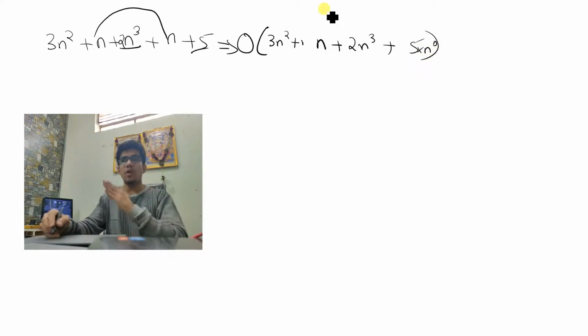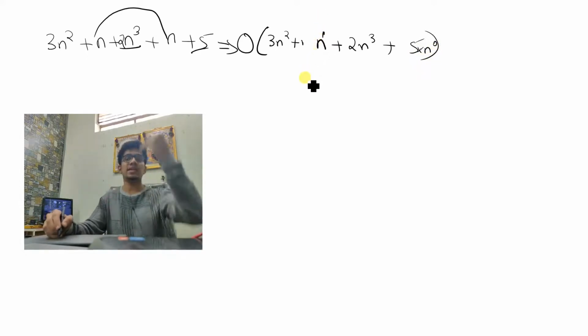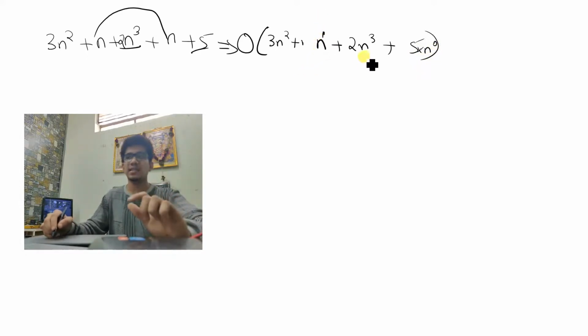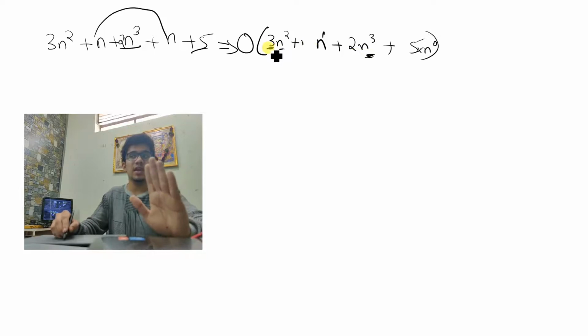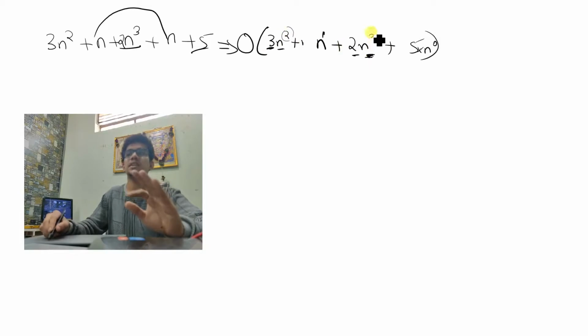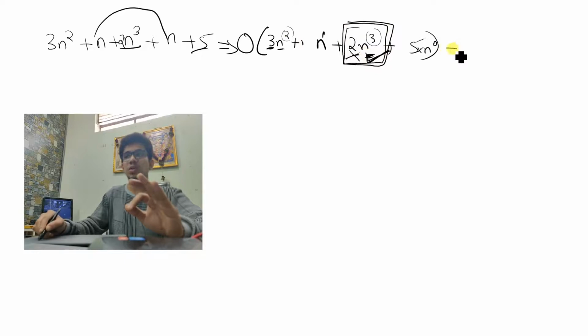Now out of all these, which n has the highest degree? This is n square, but this is n cube, right? Now don't look at this number. Don't see whether 3 is greater or 2 is greater, not that. You have to see the power here. Which has the highest power? This one. So this is what you have to select. Now after selecting this, that 2 you have to ignore, but only n cube you have to write. So this whole thing will be reduced to order of n cube.